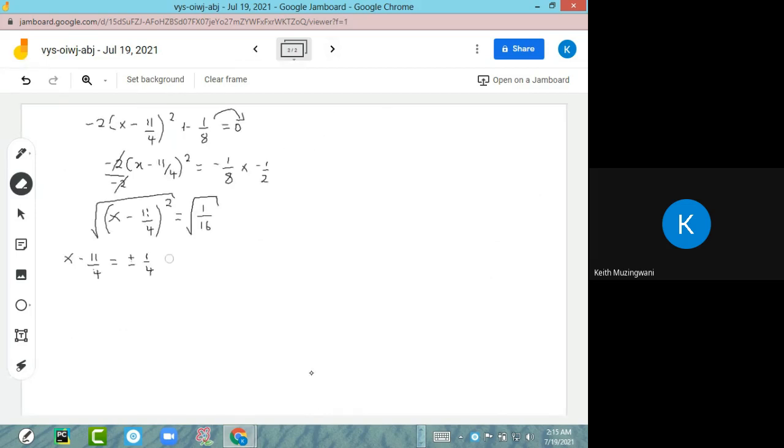The x-intercepts: you get x is equal to 11 over 4 plus 1 over 4, giving us 12 over 4, which is 3. The other one will be x is equal to 11 over 4 minus 1 over 4, which is 10 over 4, which is equal to 5 over 2.